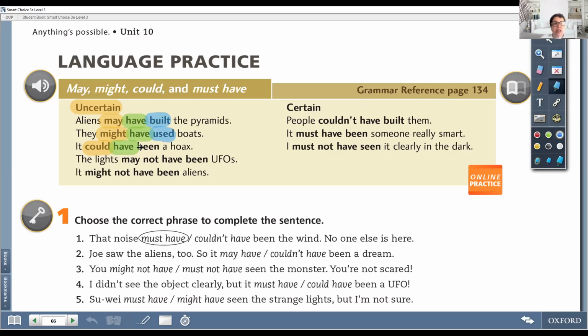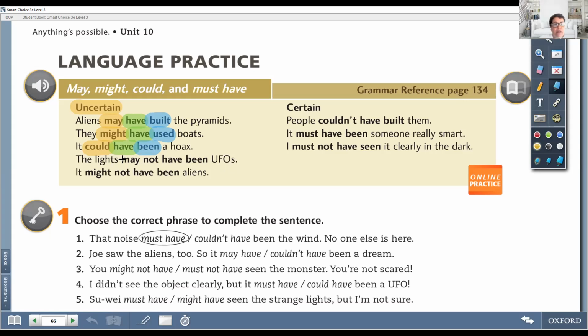So to make deductions in the past, we know that we need to use three parts. The modal verb, normally, okay? The auxiliary have, and the verb in the past participle, all right? Here, as the deduction is not something for sure, I'm not really sure about it, it's uncertain, then I can use may, might, or could, all right? Another example we have down there.